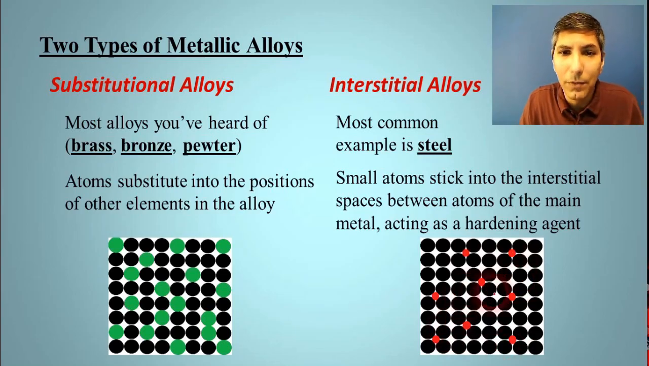Now, different types of steel have different amounts of carbon and different amounts of other elements as well that give it different properties. And so I'm not going to say that there's one very specific recipe for making steel. There are lots of different types depending upon the type of steel that you need.